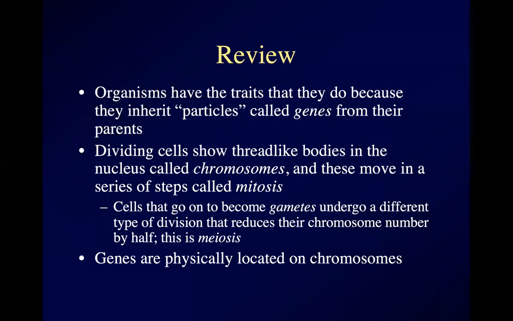Organisms that do that undergo a different type of division, and that reduces their chromosome number by half. In your normal cells, you've got 46 chromosomes, but your eggs or sperm, depending, only carry 23. And that type of reduction division that, at least in animals, including people, is only seen in the production of gametes, we call that meiosis.